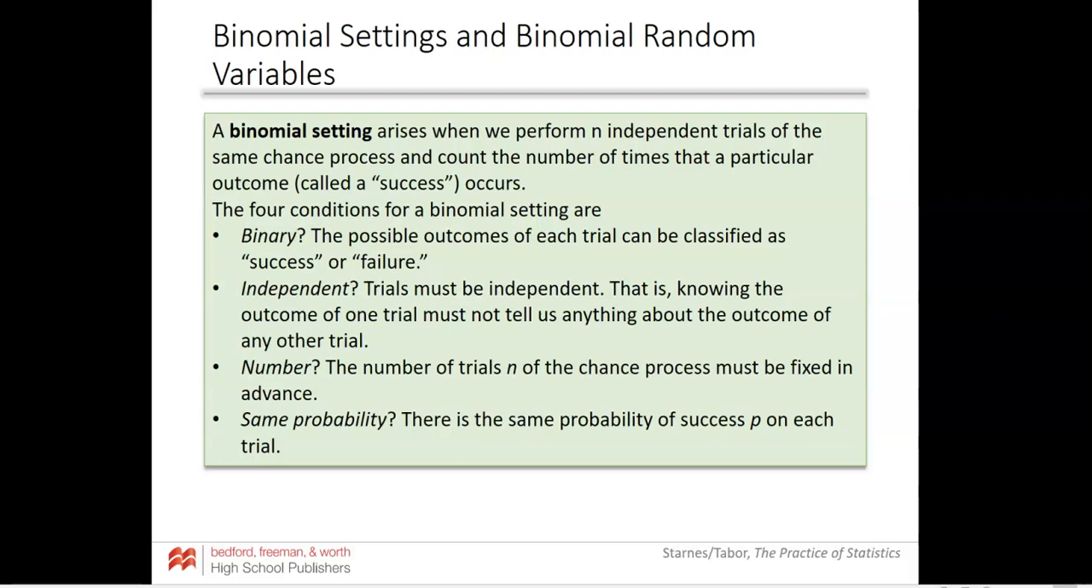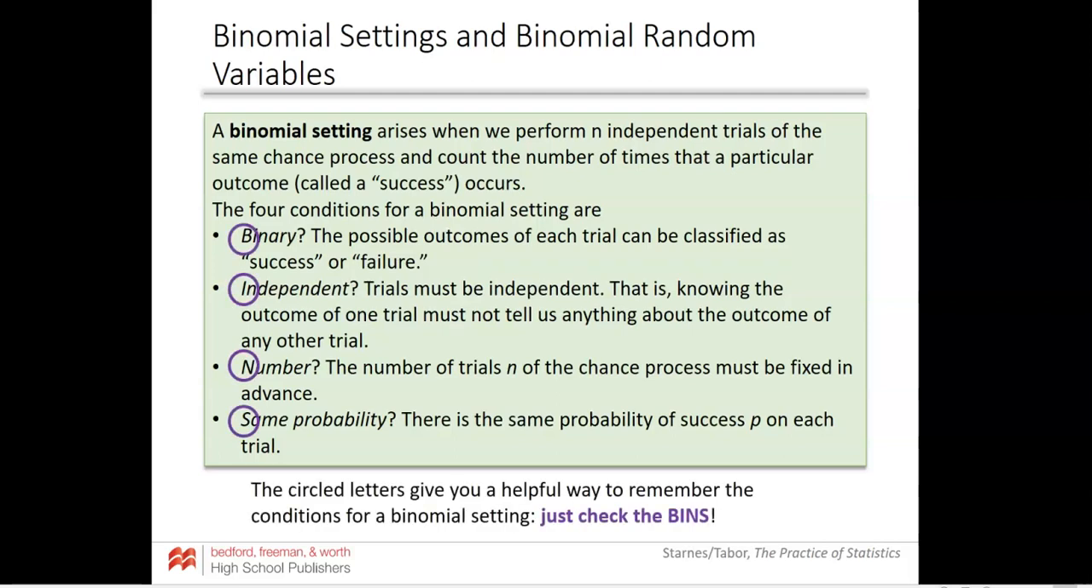Independent, so trials must be independent of each other. That means the first trial has no effect. It cannot predict the outcome of the second trial. The number must be fixed. So you have to have a fixed number of trials. I've flipped the coin 5 times or whatever it is. You also have to have the same probability of success every time you flip the coin or every time you do whatever operation you're doing there.